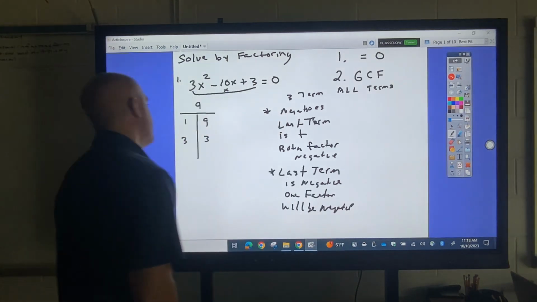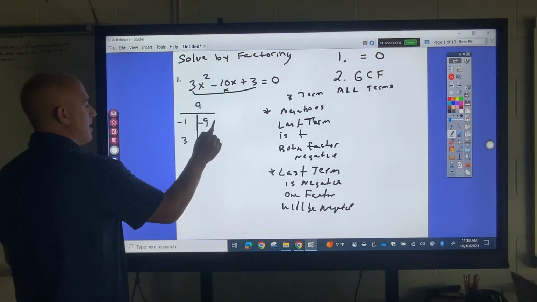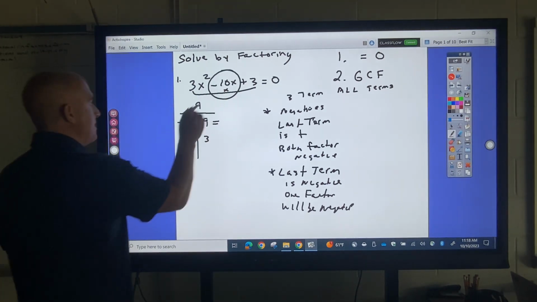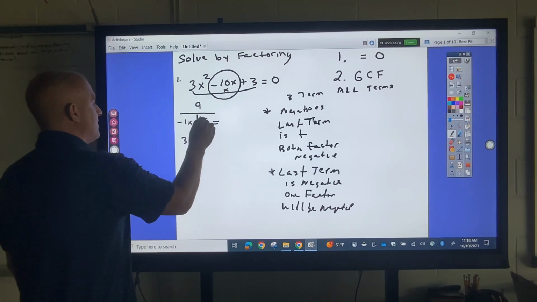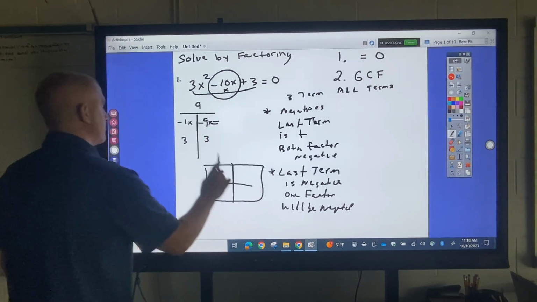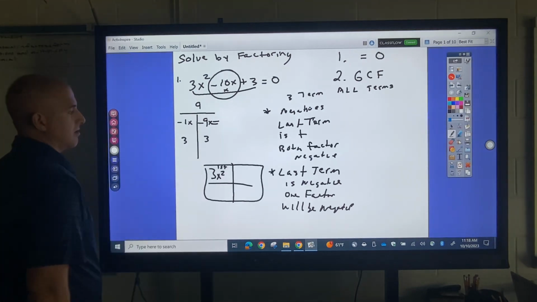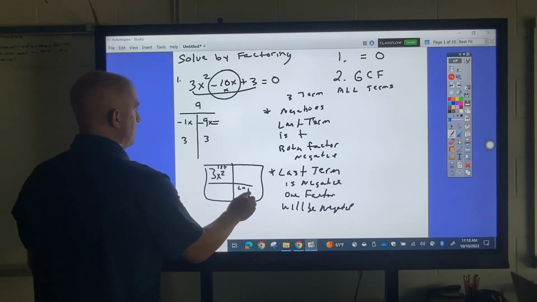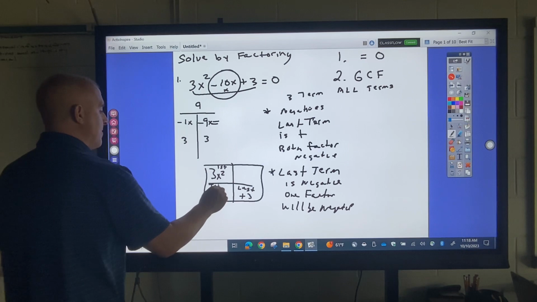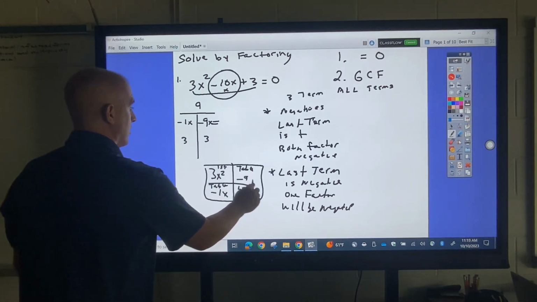In this case, the last term is positive, so both will be negative. And what I'm looking for is the set that adds up to that middle number. These are in essence replacing that. So what I do is I make a little box. My first term goes in here, my last term goes in there, and the ones I found in the table go here.